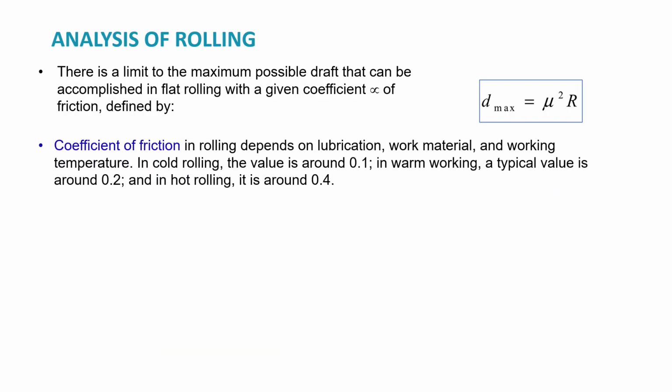The coefficient of friction in rolling depends on the lubrication, the work material, and the working temperature. In cold rolling, the value is around 0.1. If I increase the temperature to warm working, the value is around 0.2. For hot rolling, it is equal to 0.4.